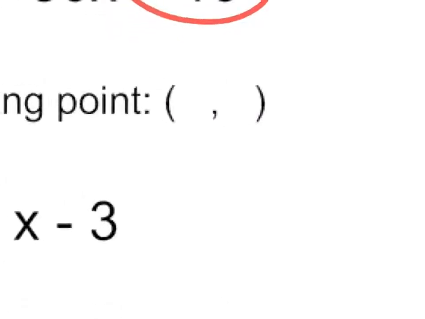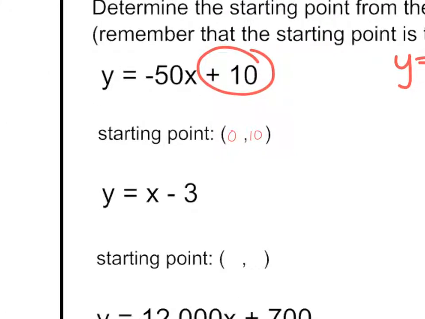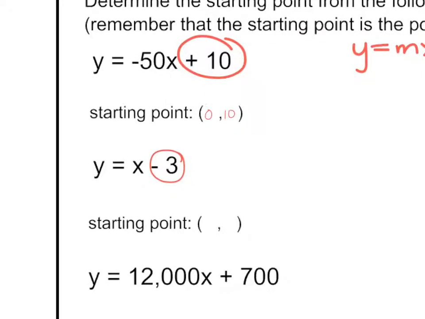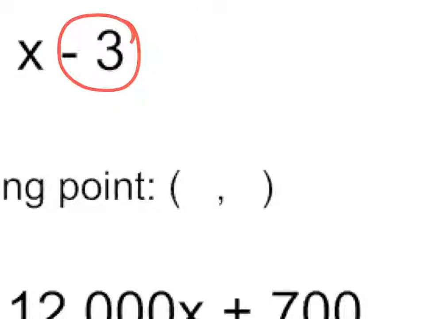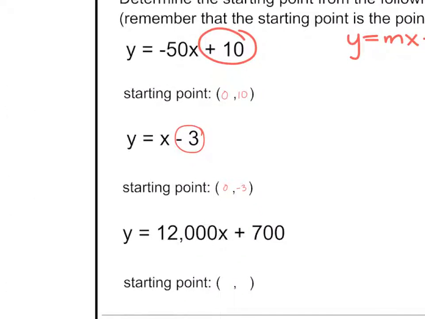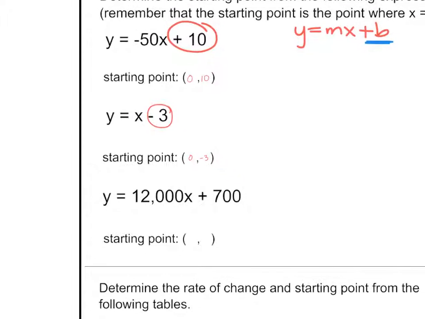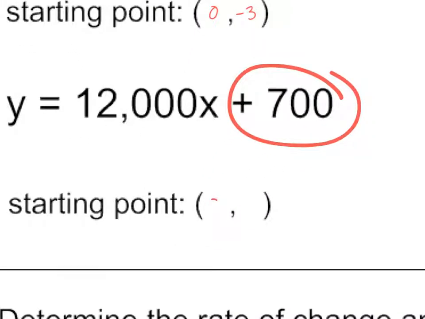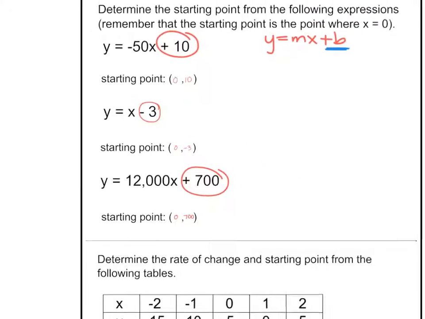So we're going to write it as a point 0, 10. The next one, the number by itself, is -3. Take the sign in front. So we write that as a point 0, -3. And the last one, the 700 is by itself. So it's at 0, 700 is where it starts.